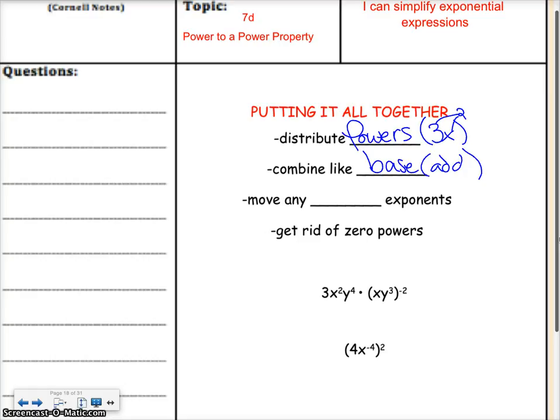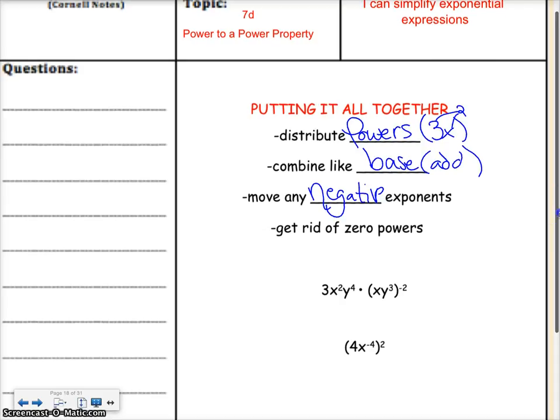And move any negative exponents and get rid of any zeros. Okay? So you distribute the powers, that's the multiplying, and then you combine your like bases, that's when we add, move any negatives, and get rid of any zero powers. So let's go ahead and apply this.